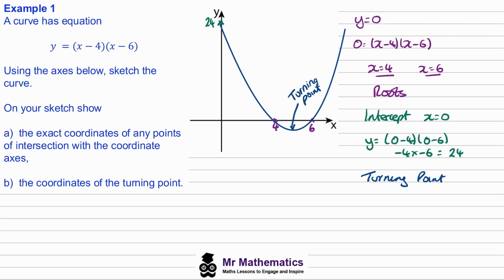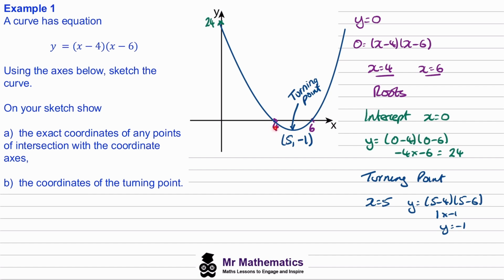There's a couple of ways we can work this out. We know the parabola is symmetrical, so a turning point will be exactly halfway between the 2 roots. So this will be when x is 5. And if x is 5, we can substitute that 5 into the equation. So y will equal 5 minus 4 multiplied by 5 minus 6. So 1 multiplied by negative 1 will give us y equals negative 1. So our turning point will be at 5 and negative 1.